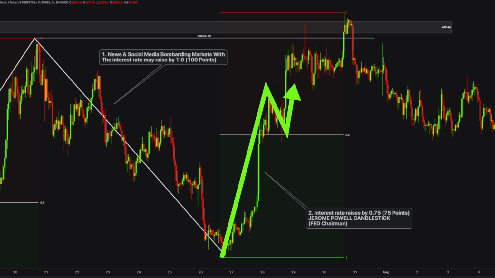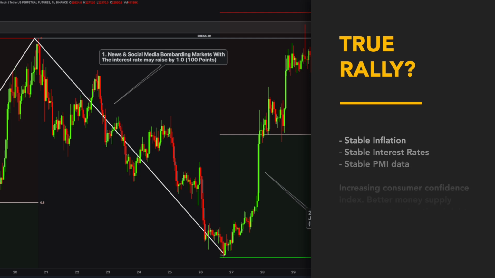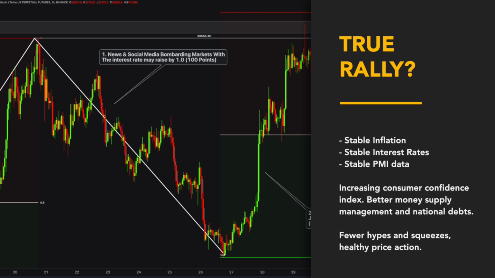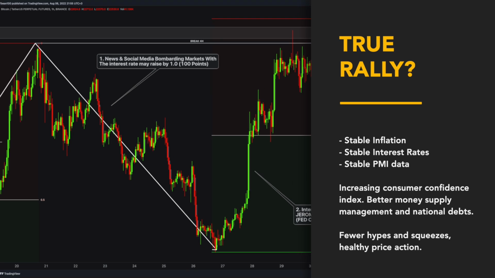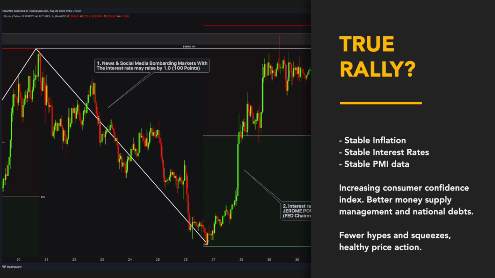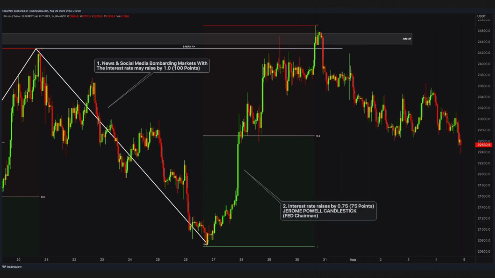It's like manipulation inside manipulation. For a worldwide true rally, I would like to see inflation rates be stable first, better manufacturing indexes, PMI, and increased industrial production, and so on. Enough of macro talks, let's get back to trading.